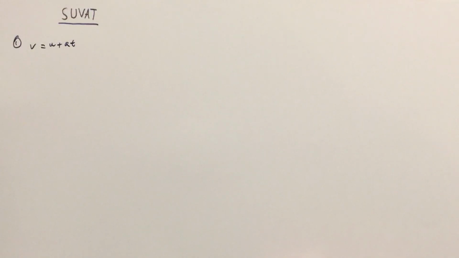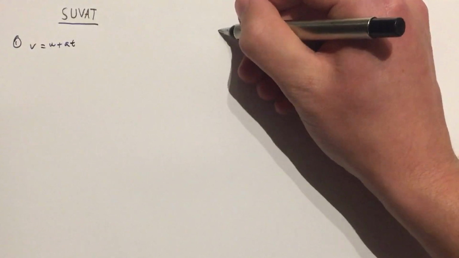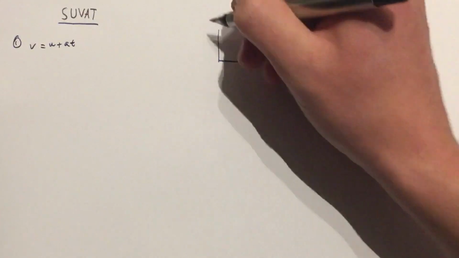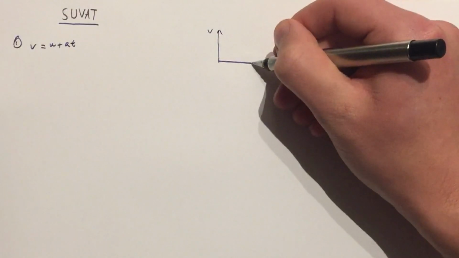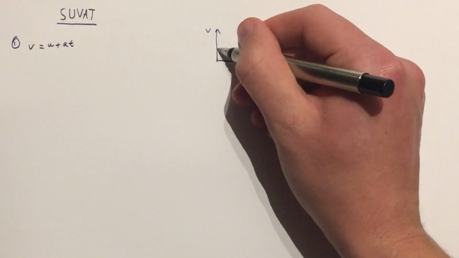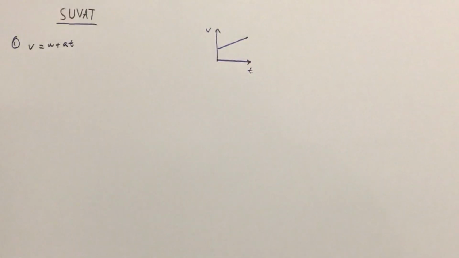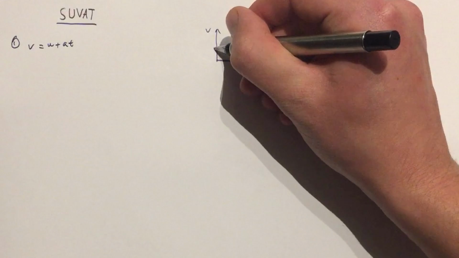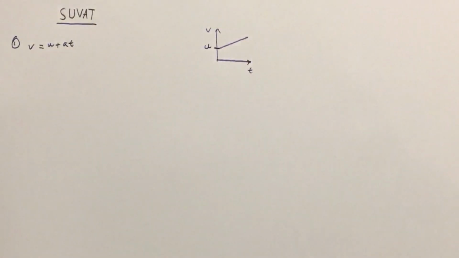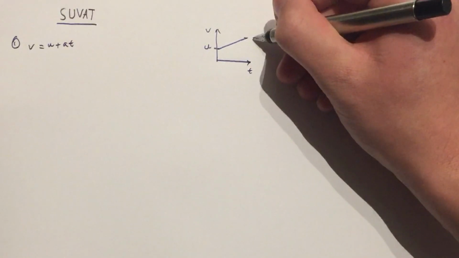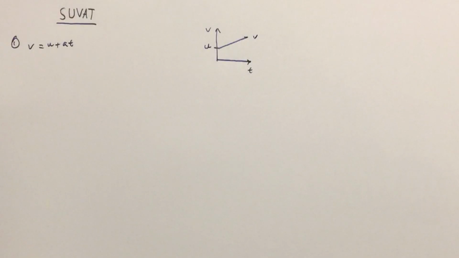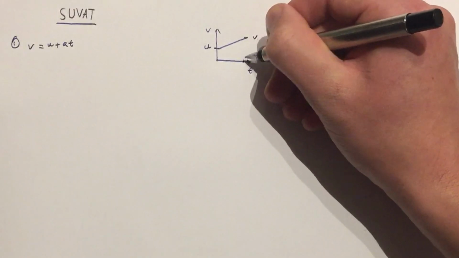Now most of these can be derived from a simple velocity time graph, and that's what we're going to draw for this one. So if we have velocity on the y-axis, time on the x-axis, and we draw a straight line, constant acceleration, we can mark onto this graph the initial velocity, which will be the y-intercept here. And we also know that the final velocity is going to be here, which will be at v. Now the time taken for this will be t.